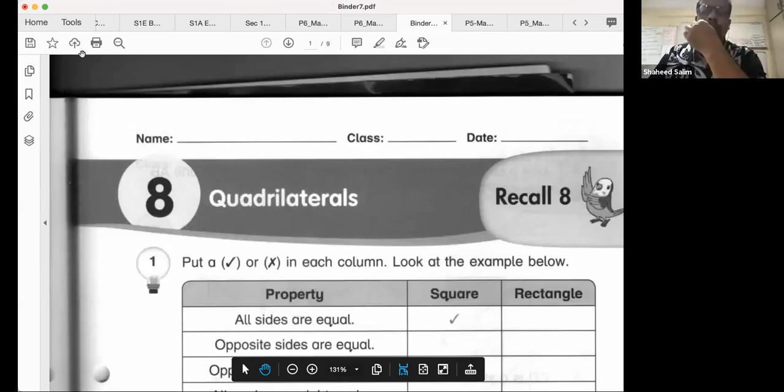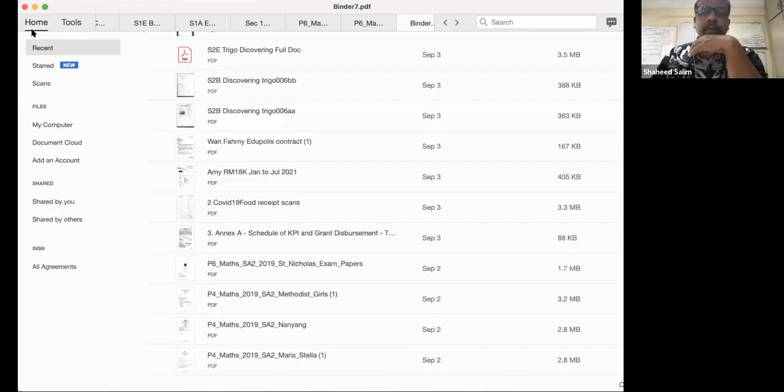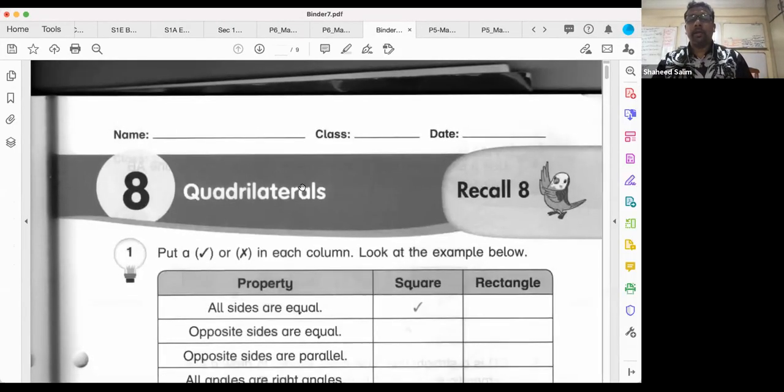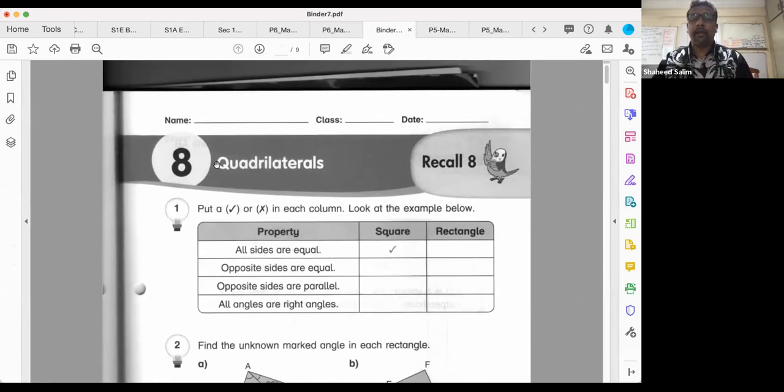Okay, we are doing this topic. It's actually a very simple topic. It's called quadrilaterals, which is actually a four-sided figure. Your triangles means three-sided figure. Quad means four. If you see quad, it means it's four. Okay, four-sided figure.